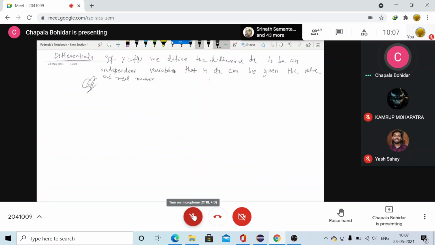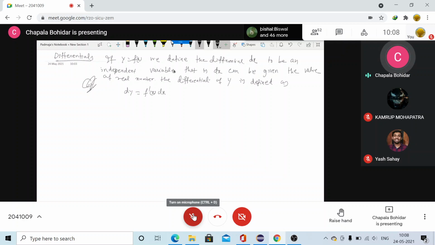The differential of y is defined as dy is equal to f dash x dx. Okay. So now we know dy by dx is equal to f dash x, so we can write it as dy is equal to f dash x dx.